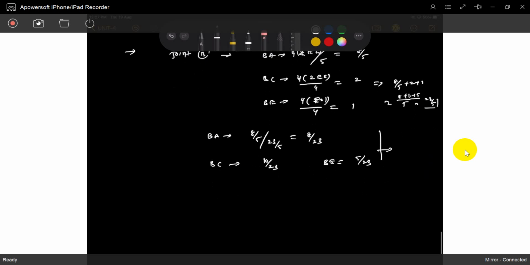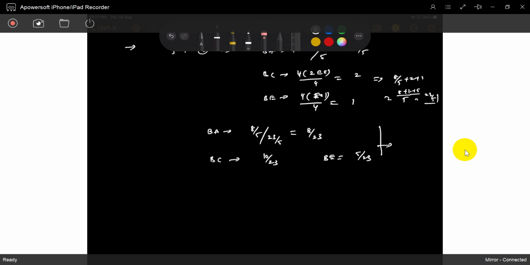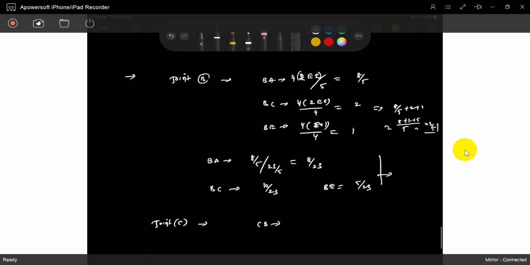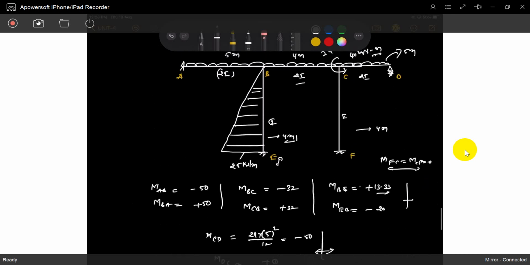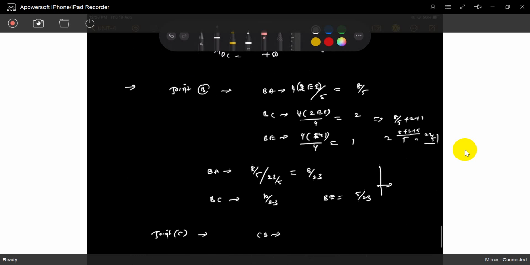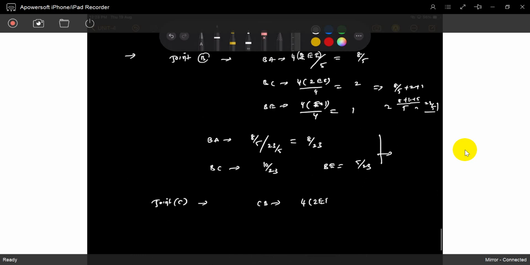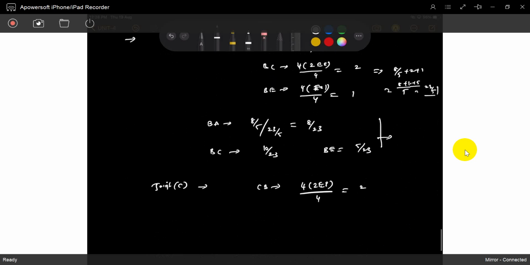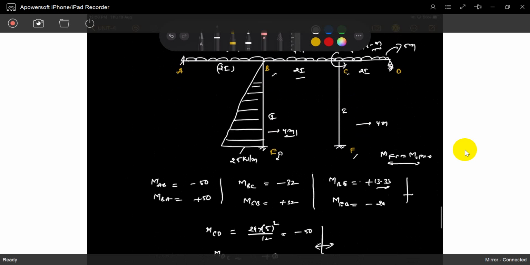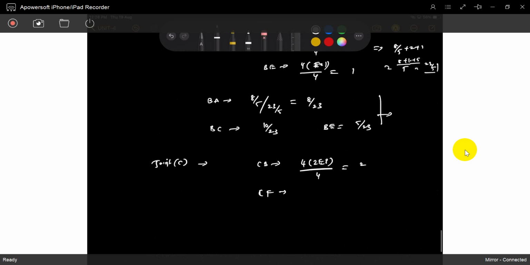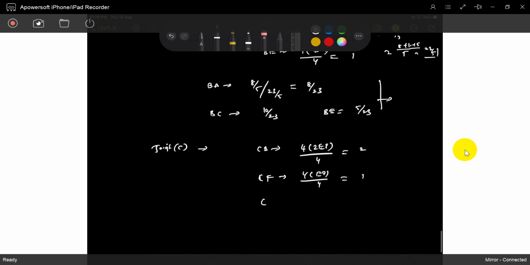Joint C. Joint C you can write it. So joint C, CB. CB is what? 4 EI by length, length is 4, so 8 by 4, it's a 2. So CF, first you can take it: 4 EI by length 4, it's a 1.